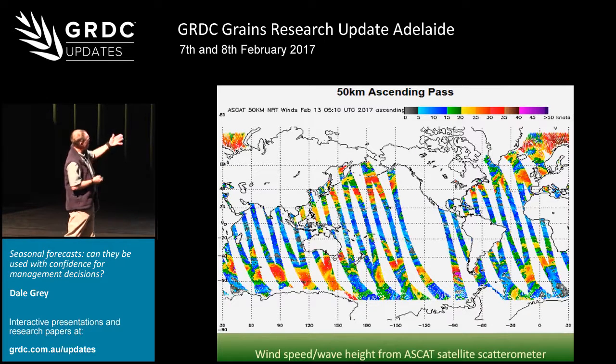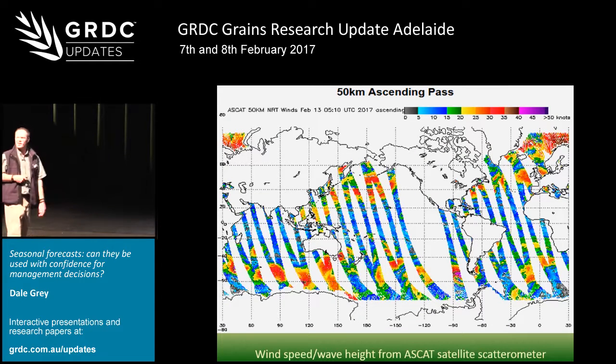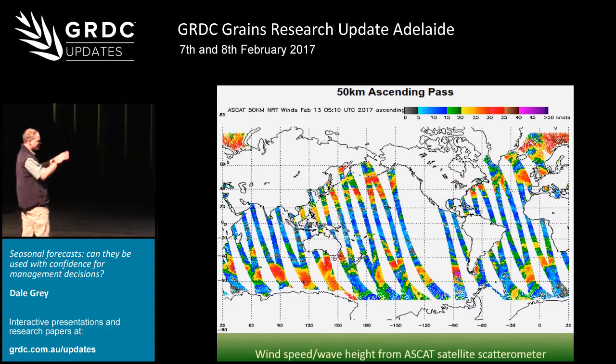Then we have other weather phenomena like wind, and I've often wondered how satellites could possibly do wind. It's something you can't see. You can see cloud, yes, but you can't see wind. This is a different satellite, the ASCAT satellite.